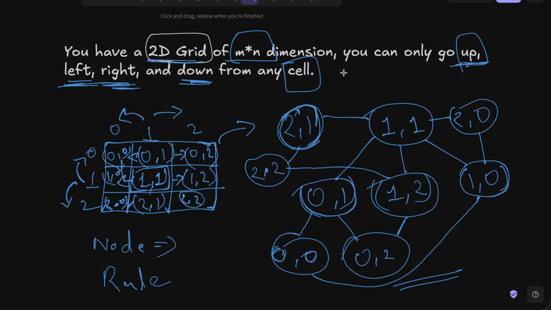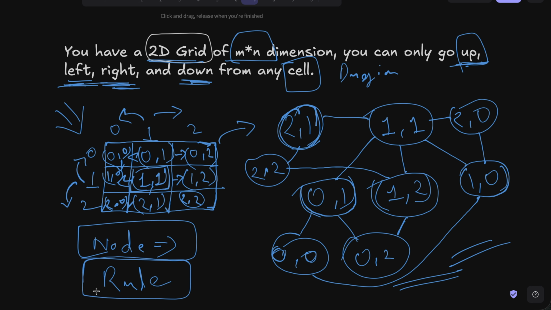If we also allow the diagonals, so it means I can go in the diagonal directions also, this graph will become very big and very complex. But even then, we will be able to represent this grid with the help of a graph. So I hope that you are getting a sense that anything can be a graph as long as you have nodes and you have rules that govern how you can go from one node to another node.